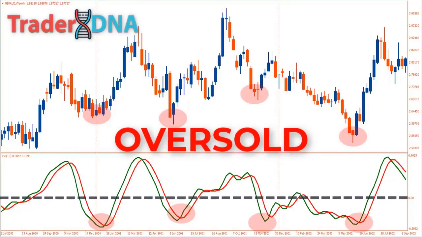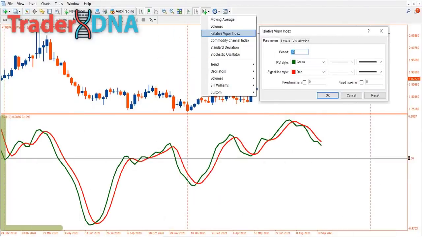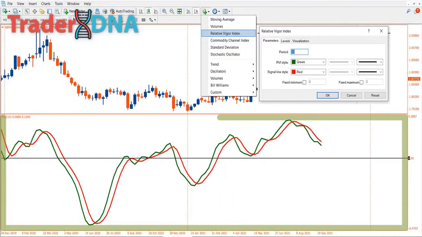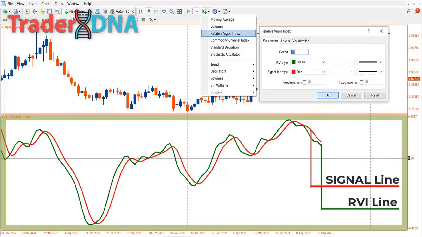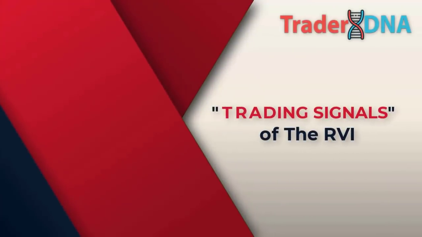The RVI is represented in a separate window under the price chart and consists of two lines: the RVI line and the signal line. The RVI line is quicker, while the signal line reacts to price changes a bit slower. Crossing of these two lines gives trading signals of the RVI. Trading signals of the RVI.